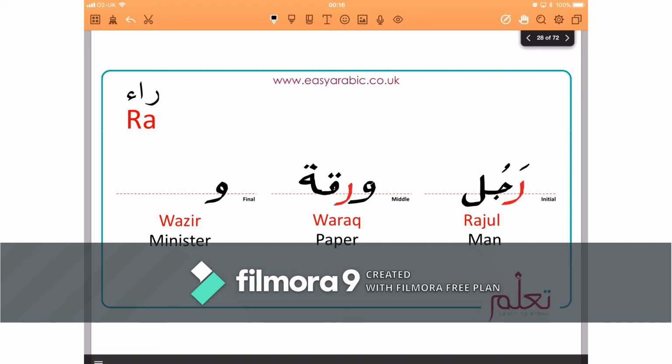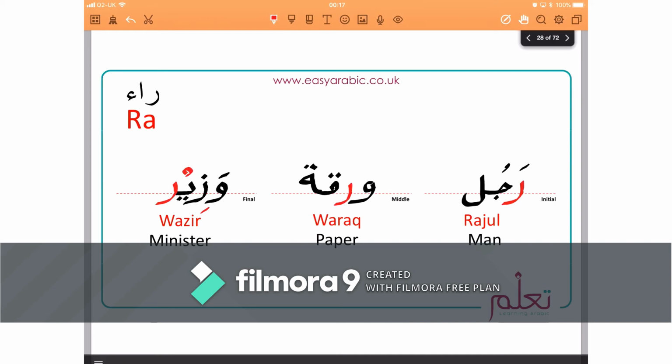And the last one is wazir, wazir. So wa, then we have the za, and then we have the ya, the two nuktas, then we have the ra at the end. Wazir. So sukun, wazir.